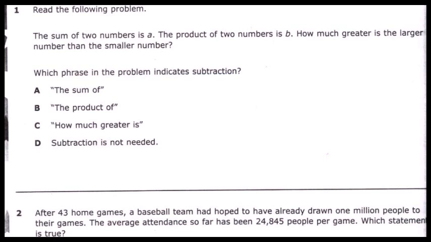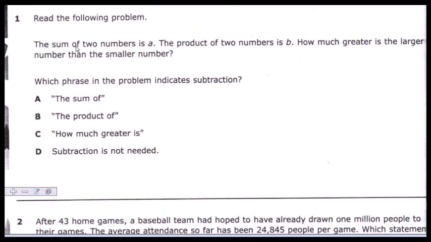It says the sum of two numbers is A. The product of two numbers is B. How much greater is the larger number than the smaller number? Okay, so in this case we are talking about vocabulary words. One of them is sum, the other one is product. You have the sum of two numbers, and the answer of that is A. The product of two numbers, that's multiplication, the answer is B.